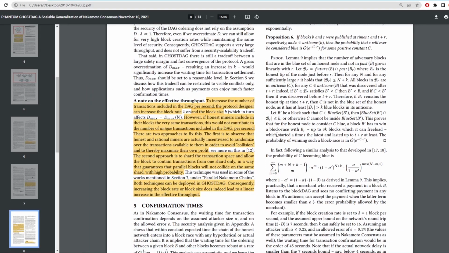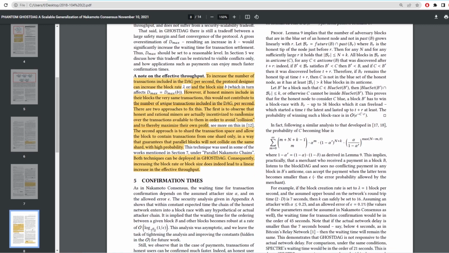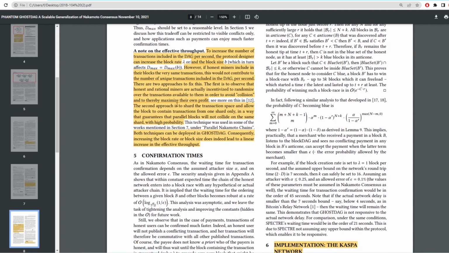So in theory, they might be able to increase to a bandwidth of 2 megabytes to allow for 2 blocks per second. They then talk below about how they could improve transactions per second within the blocks. They say this can be done by increasing block rate, as we said earlier, or increasing block size. They then explain how this can be done either through sharding or by incentivizing randomization in miners to avoid collisions on the network transactions. Therefore, they will maximize more profits if they comply with the network. Both of these can be used in GhostDAG to increase the throughput of the network.